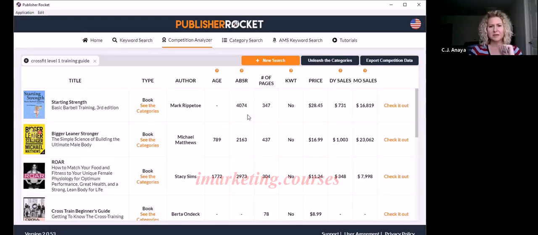Let's see, this is the average sales rank. Do you see how incredible these sales ranks are? You really don't want to have to compete against someone who's got a rank of 10,000 or lower. That is really hard to crack into. You'd have to be selling hundreds of books a day in order to compete against these folks. This person, Bigger, Leaner, Stronger, The Simple Science of Building the Ultimate Male Body, probably another CrossFit book, I would imagine. 23,000, that's a crazy good sales rank. So you don't want to compete head on with these folks.